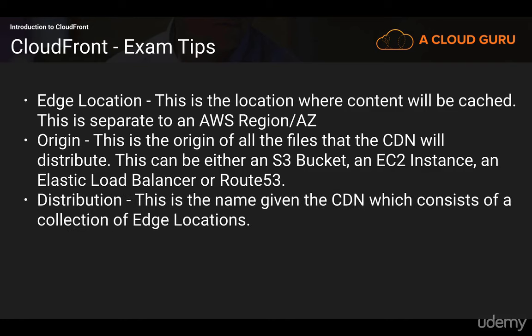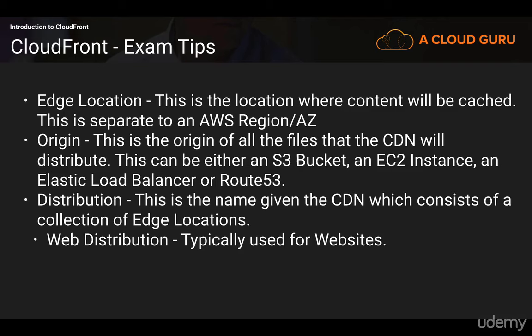A distribution is the name that's given to the CDN, which consists of a collection of edge locations, and we will create a new distribution in the next lab. Now, you can have two different types of distributions. You can have a web distribution, which is typically used for websites and is the most common one, or you can use RTMP, which is used for media streaming. And in the next lab, we're going to create our own web distribution.